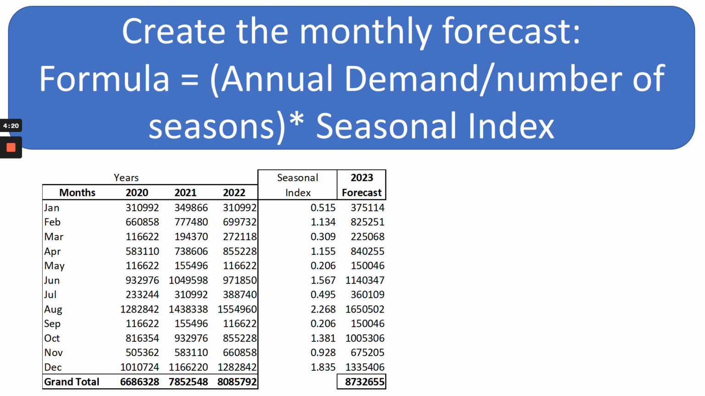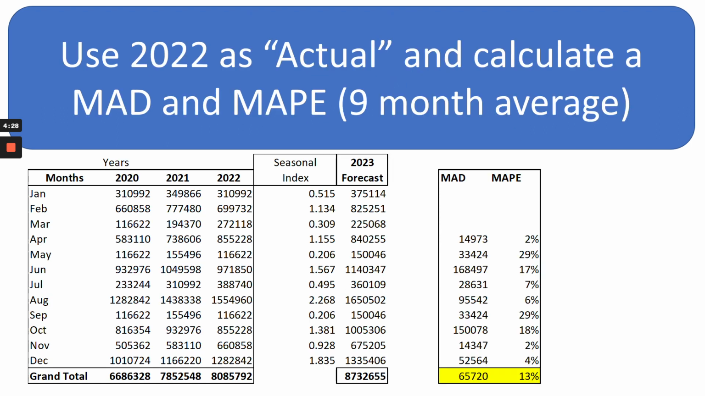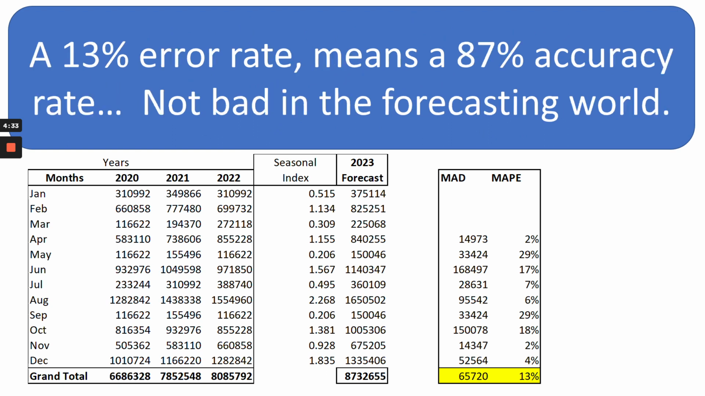Now create the monthly forecast. Your formula here is your annual demand divided by the number of seasons, which in this case is 12, times the seasonal index. Let's go ahead and apply the MAD and the MAPE. Let's do it for 9 months.